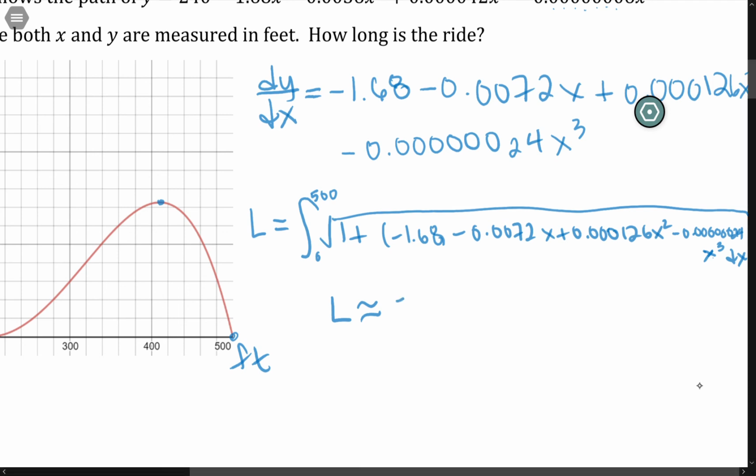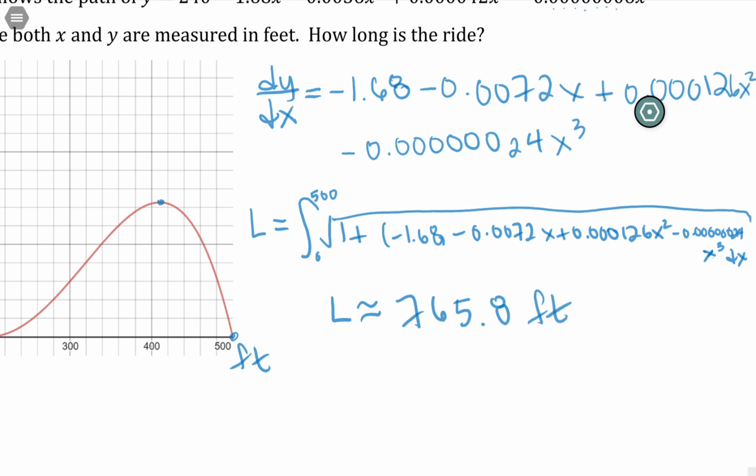So this one, when I plug it into a calculator, I don't know if I remember, 765.8. 765.8 feet is the length of the ride. So there's an application of the arc length formula. So again, not hard to use. You just need to make sure you've memorized the formula, and then it generally becomes a calculator problem. So on a no calculator test, I would either give you something that's going to work out nicely, or I would just ask you to set up the arc length calculation for me and not actually do it. All right, thanks for watching.